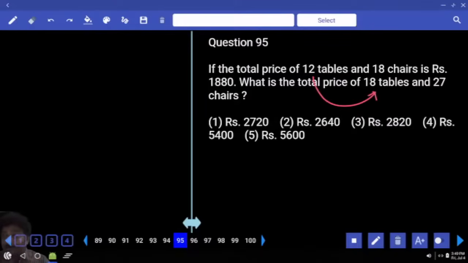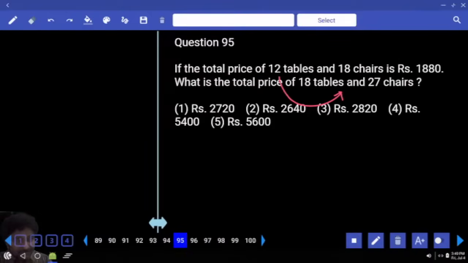If proportionate increase in tables, proportionate increase in chairs. If both are same, then we can answer the question. Otherwise answer cannot be determined. 12 tables became 18, increased by 6. That means half of the tables increased, correct? If chairs also increases by half, then we can answer the question.